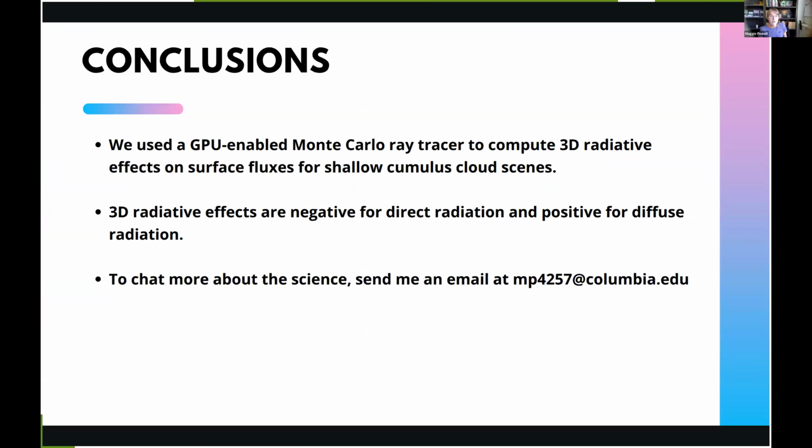So in conclusion, we used a GPU-enabled Monte Carlo ray tracer to compute 3D radiative effects on surface fluxes for shallow cumulus scenes. And those effects are negative for direct radiation, positive for diffuse. And if you want to chat more about the science, if you're in atmospheric science, please send me an email, and it's listed here.